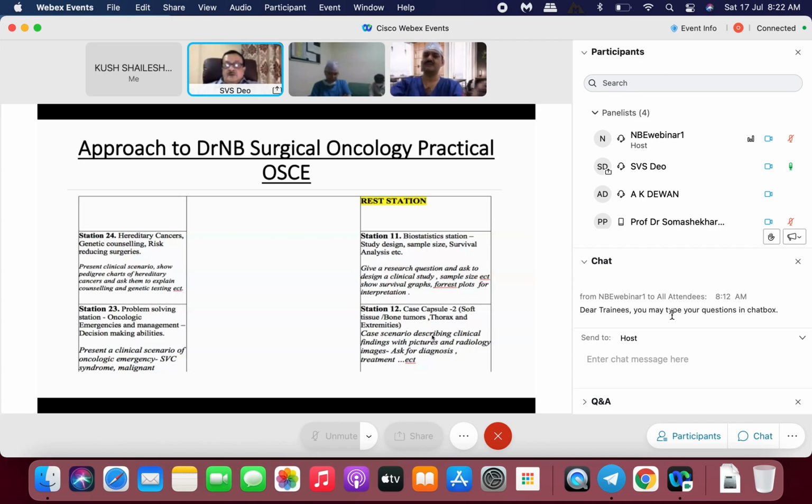All right. So a biostatistics station can have a sort of a forest plot, a Kaplan-Meier survival curve. So you need to interpret the data, and you have to tell us, just read the question carefully what has been asked, and you should answer specifically to that question. So here you cannot deviate. Unlike essay questions, short questions, where you can write whatever you want, here you have to be very precise. If you deviate, you will lose marks.